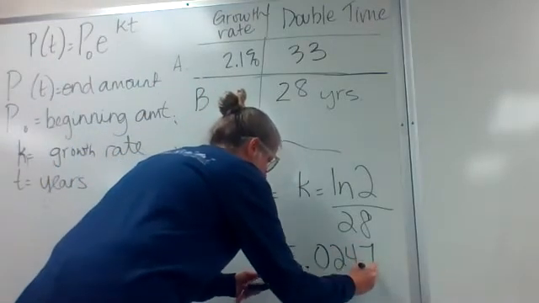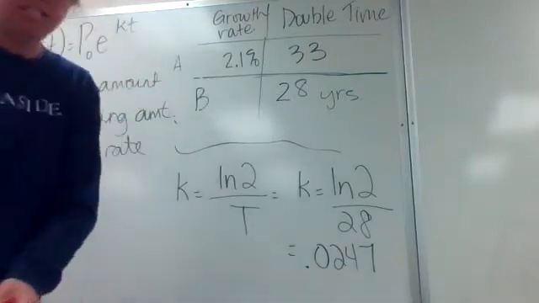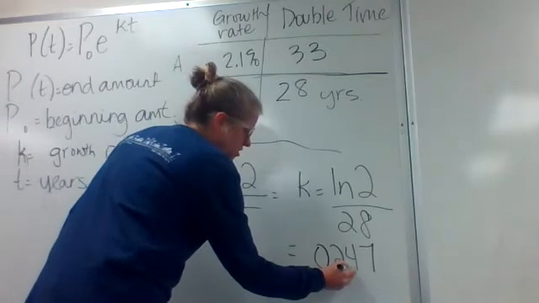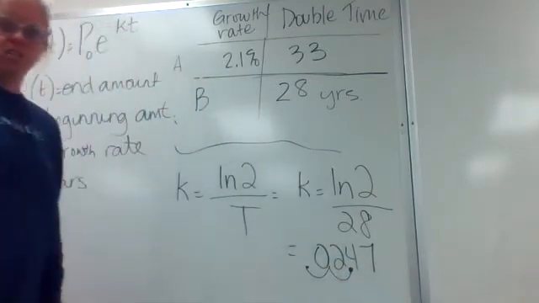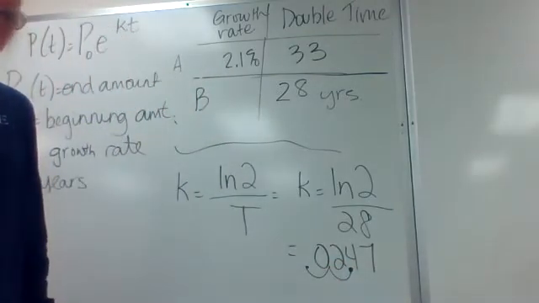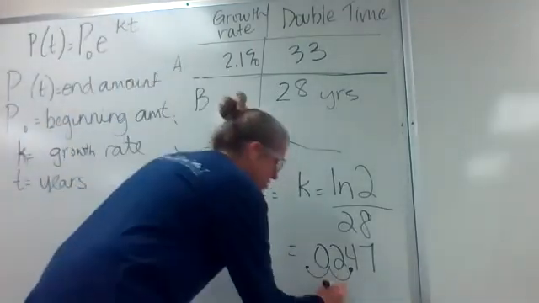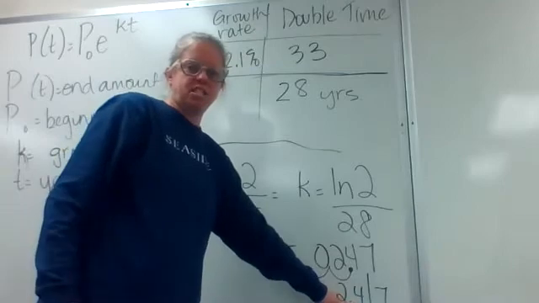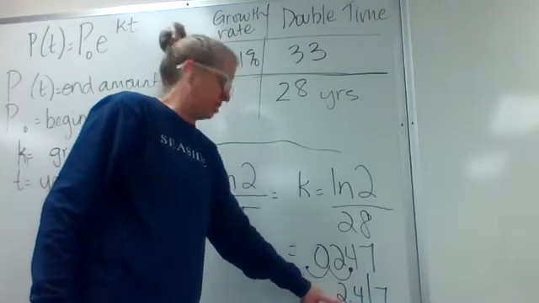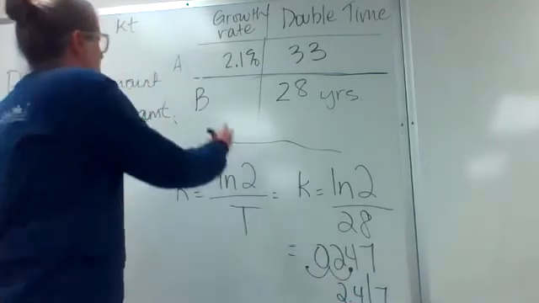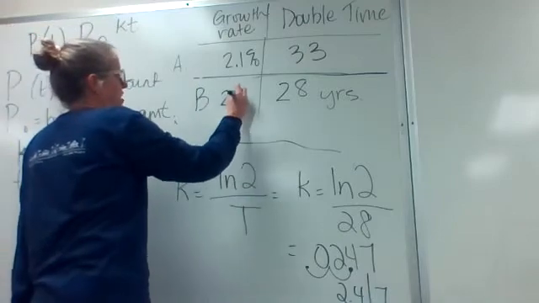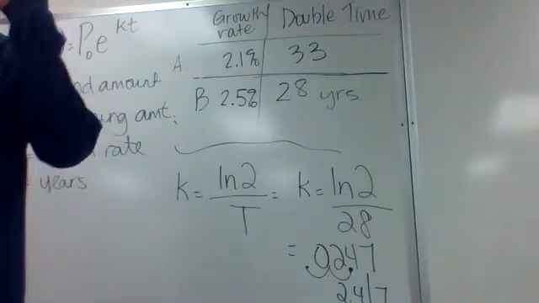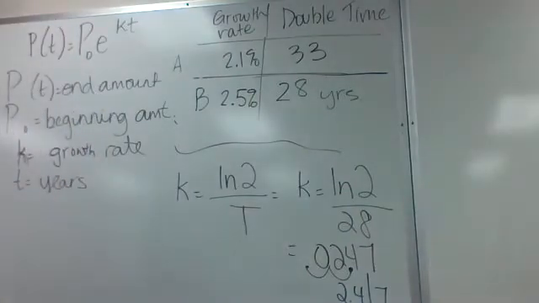So I have 0.0247. So if I'm turning this into a percentage, I need to move it 2 places to the right. So it's 2.47. But it only wants me to go 1 decimal. So 2.47 is going to round up to what? 2.5% is the growth rate if it doubles in 28 years.